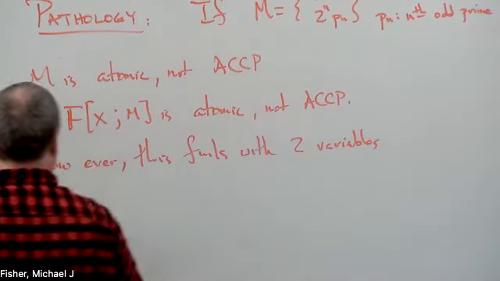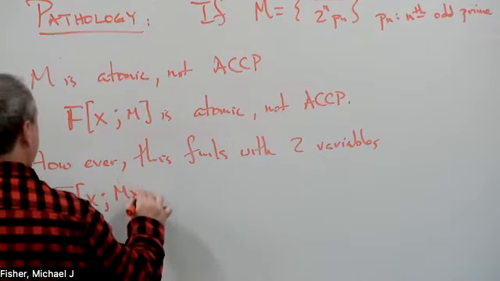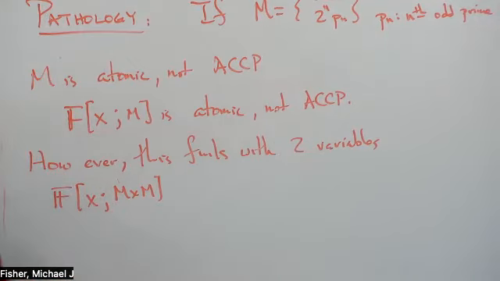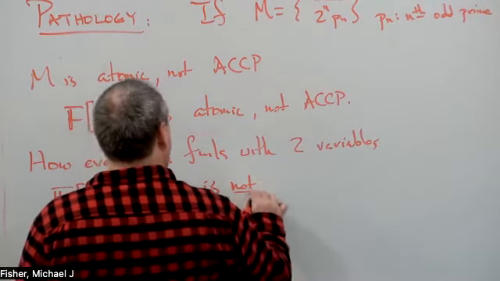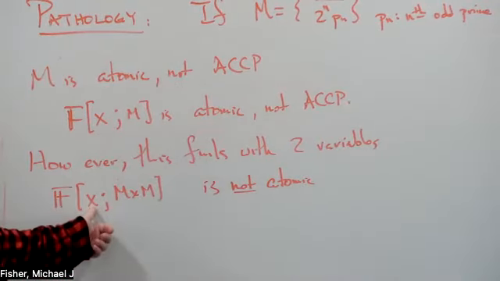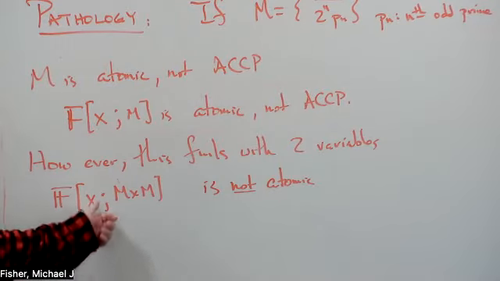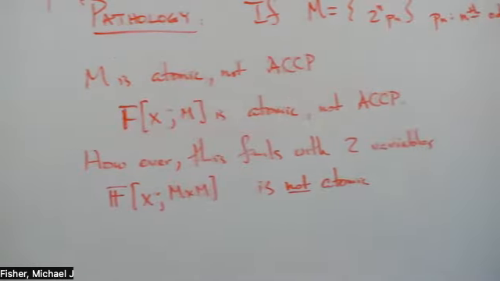So if you look at F[X] over M cross M, this monoid still has the same property. It's still atomic, but not ACCP. So this is essentially the same as taking polynomials in two variables. Both exponents now come out of M, right? That's another problem. And now, before I go, I'm going to tell you about the worst one.